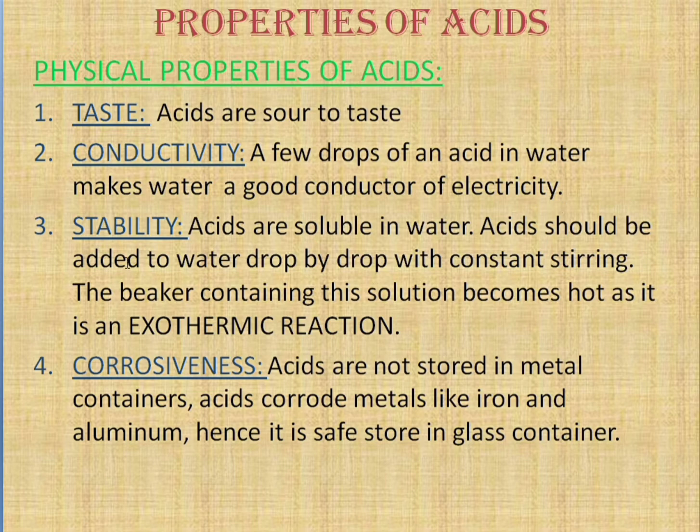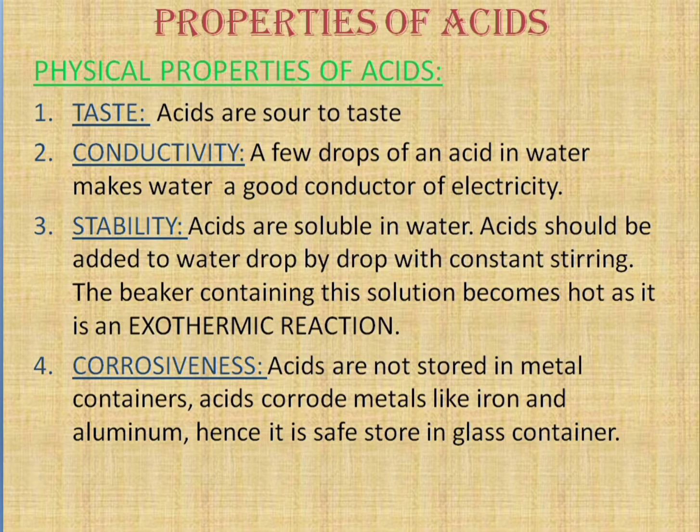Next, stability. Acids are soluble in water. Acids should be added to water drop by drop with constant stirring. The beaker containing this solution becomes hot as it is an exothermic reaction. Corrosiveness is the fourth physical property of acids. Acids are not stored in metal containers because acids corrode metals like iron and aluminum. Hence it is safe to store them in a glass container. This is the physical properties of acids.